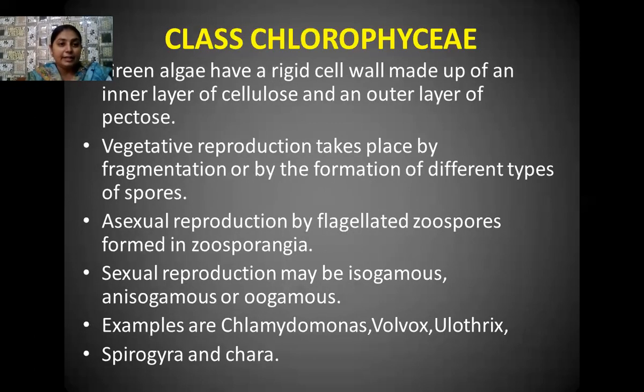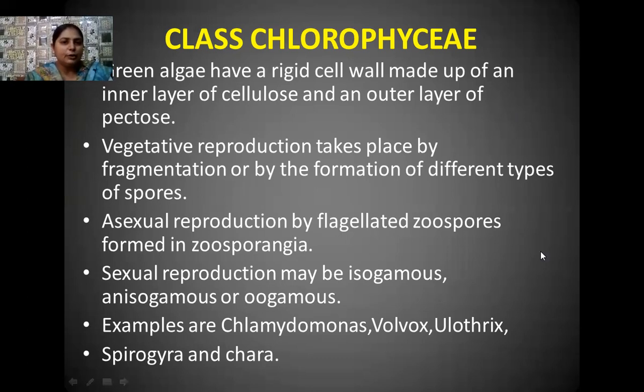Now, students, about their cell wall. This green algae has a cell wall which is quite rigid, and it is made up of an inner layer of cellulose, whereas the outer layer is made up of pectose. And if we want to study their reproduction, all the types of reproduction are seen in this type of algae. Vegetative reproduction takes place by fragmentation or by the formation of different kinds of spores.